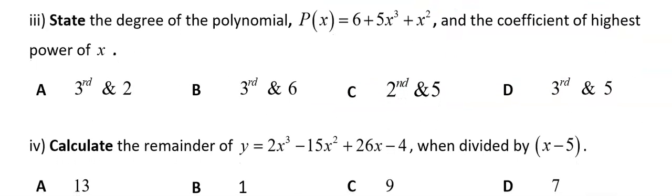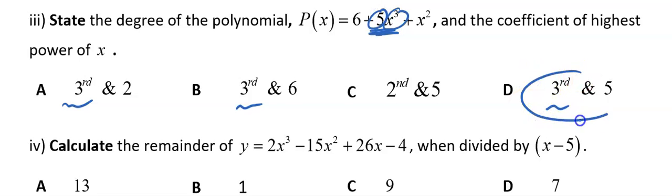In question 3, state the degree of the polynomial and the coefficient of the highest power of x. So the highest power of x here is x cubed, so it's a third degree polynomial, which are these ones here. And the coefficient of the highest power of x is that 5, so 5 lots of x cubed. So it's a third degree and the coefficient of x cubed is 5.